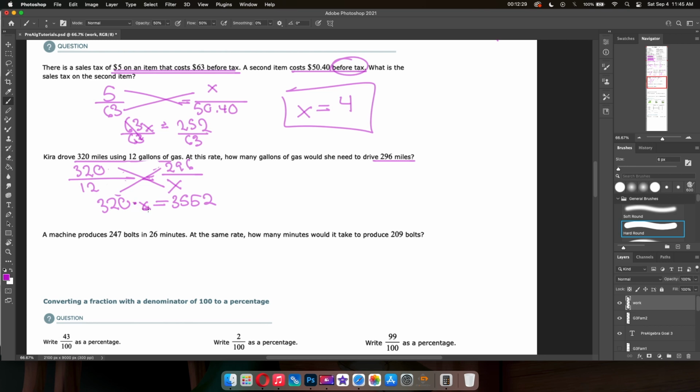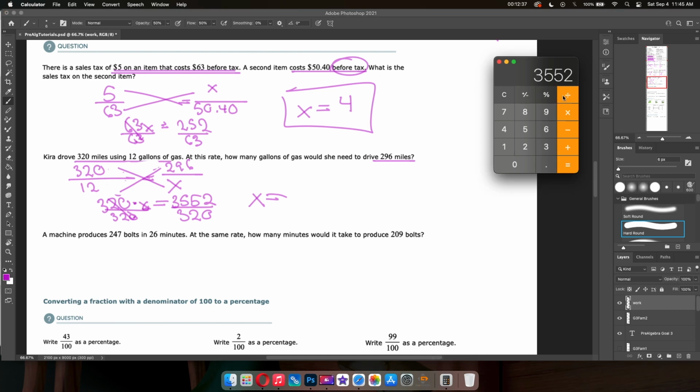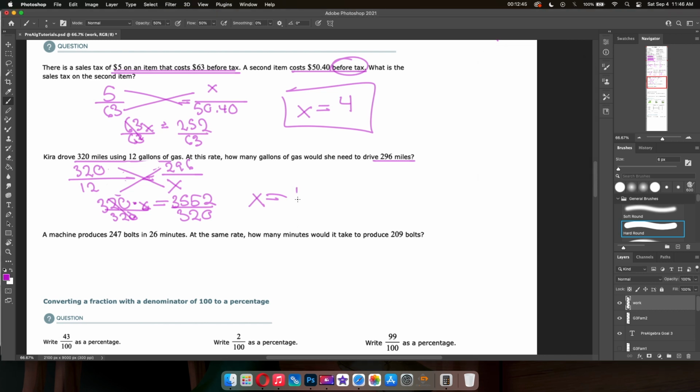It's being multiplied. The opposite of multiplication is division. x equals, and now over here we're going to divide by 320. My guess is going to be 15. 11.1. Oh, okay, so I was close. 11.1. Now, I don't think we were doing any rounding, so I think we're good there.